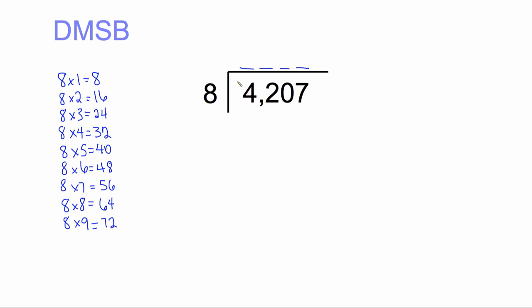The first thing we need to do is divide. We ask ourselves, how many times can 8 go into 4? 8 is bigger than 4, so it can't go in at all. It can go in 0 times. That's our divide. 8 times 0 is 0. That's our multiply. We then subtract. 4 minus 0 is 4. And then we bring down the 2.